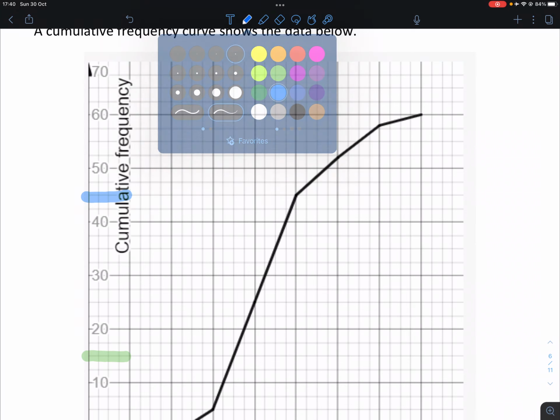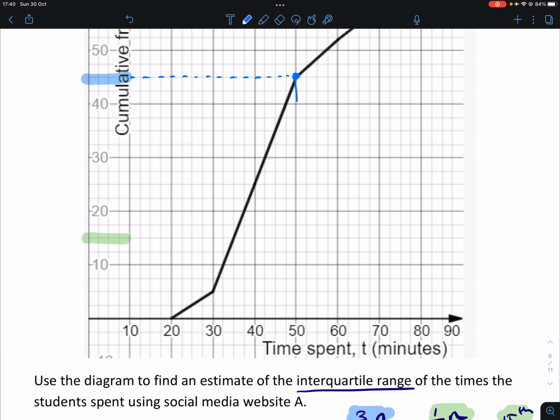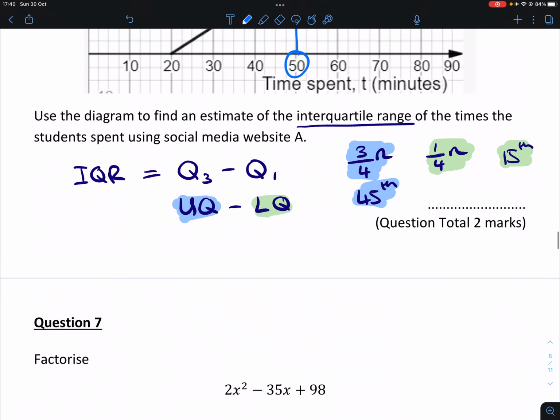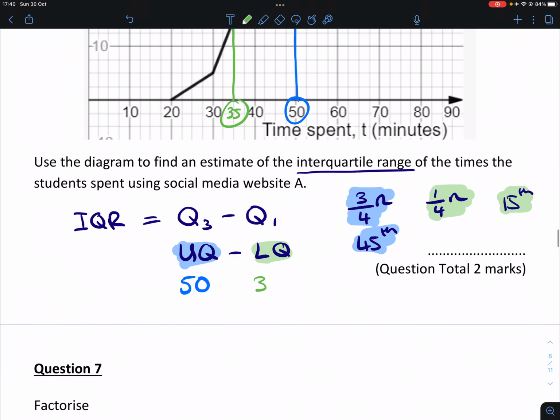So what we will have from that is that we go along to our cumulative frequency graph, and then we go down and read off the value that is here. So our upper quartile is 50, based on what you've just seen me do there. Our green one is going to be 35, and then when we take these away from each other, we're going to get 15 as our interquartile range. So our interquartile range, an estimate for, is 15.